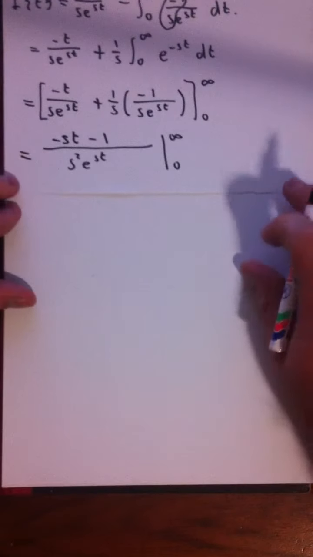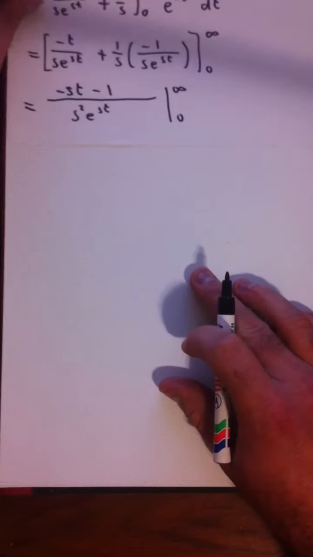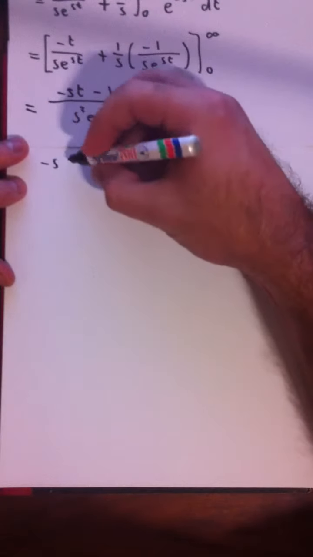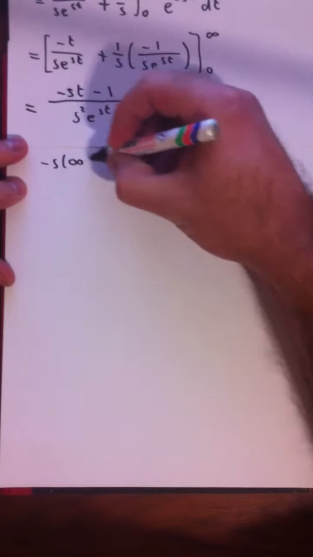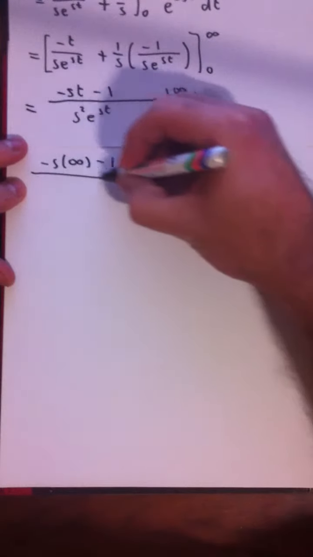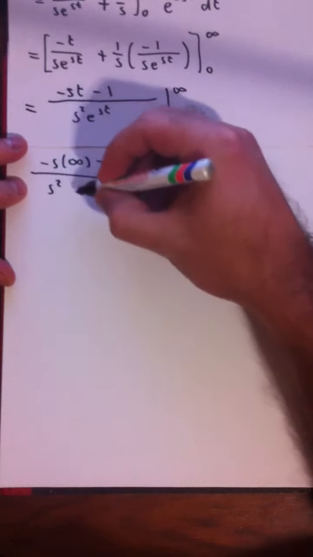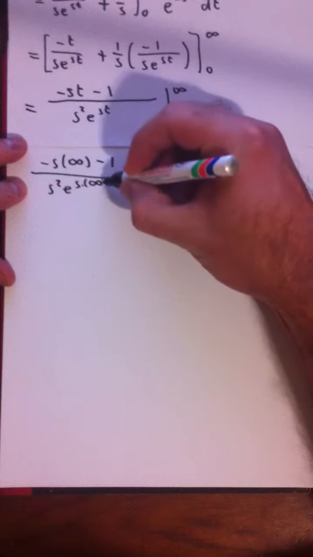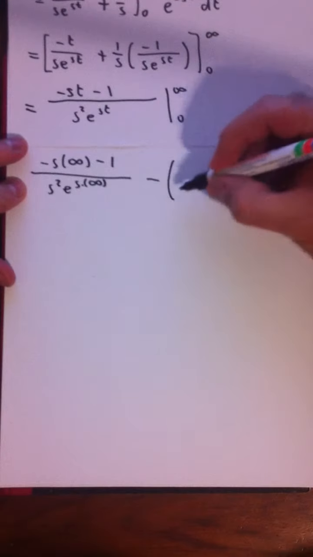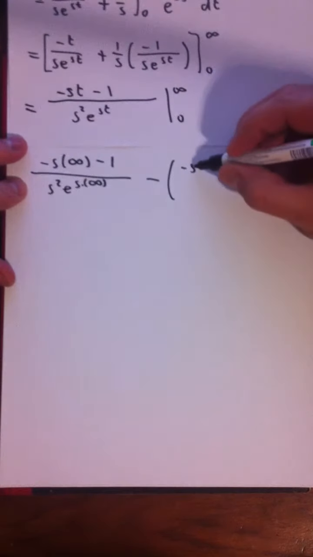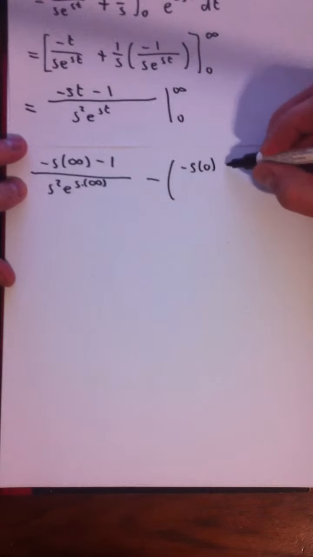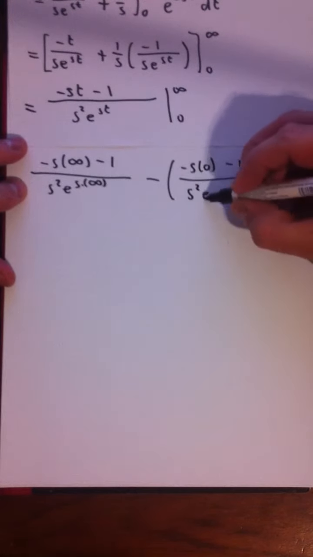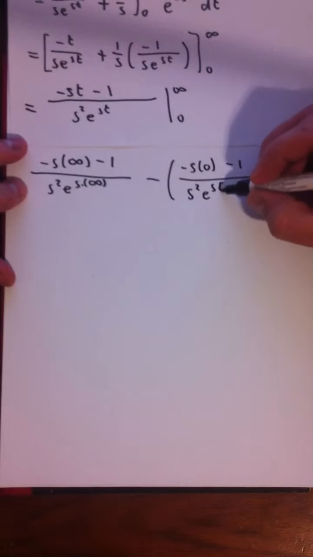Now, what will happen if we plug infinity in there? We'll have to say negative s times infinity minus 1 over s squared times e to the s times infinity, minus negative s times 0 minus 1 over s squared e to the s times 0.